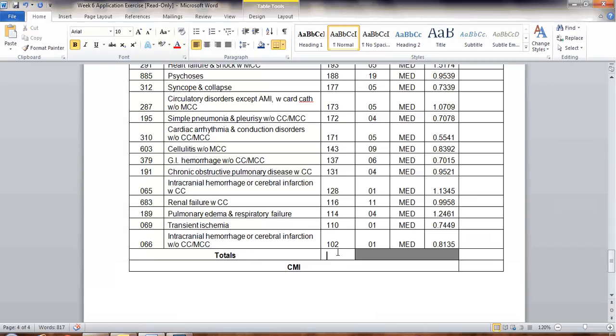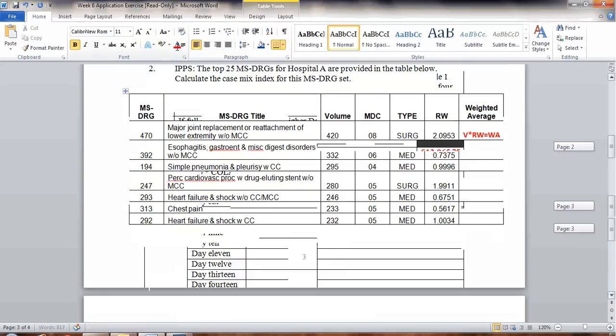So once you have these two total amounts calculated, to get the case mix index you take the weighted average and divide it by the volume. So I'll give you that information down here. It's your weighted average divided by your volume. And that equals your case mix index.